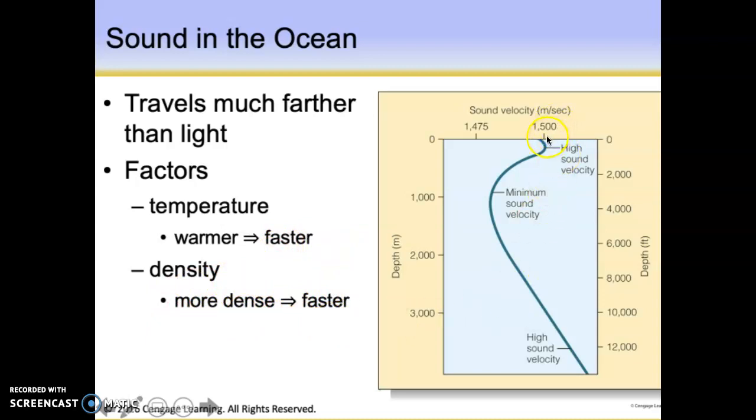That leads to this kind of interesting profile that you see on the right, which is at the top of the ocean, because the water is warm, the sound travels fast. At the bottom of the ocean, the water's cold, but it's also much more dense, and so again, the sound travels quickly.